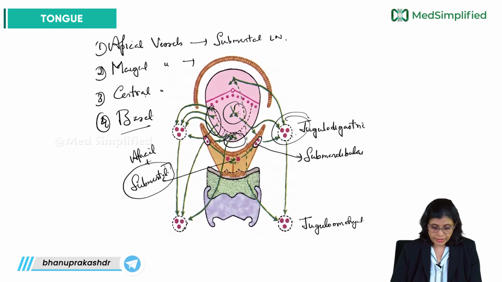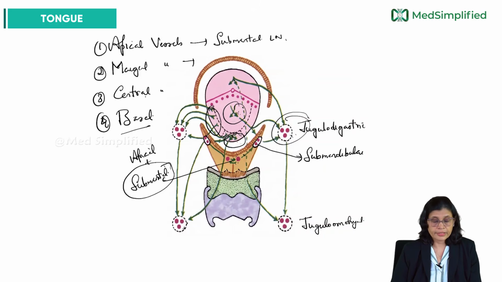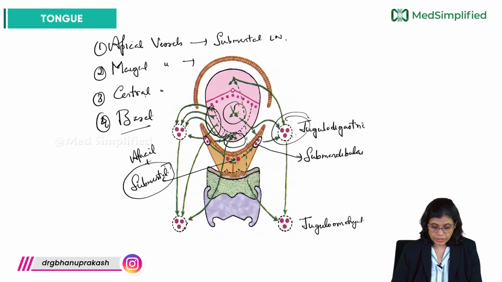So just to repeat, the tip of the tongue, the inferior surface and all, is drained into the submental group of lymph nodes. Then we have the marginal draining into the deep cervical group of lymph nodes, including the jugulo-omohyoid. Then the central group, they go to the deep cervical group of lymph nodes. And then we had the basal, that is draining the root as well as the posterior 1/3 of the tongue, which goes to the jugulo-digastric group of lymph nodes as well as upper deep cervical group of lymph nodes.